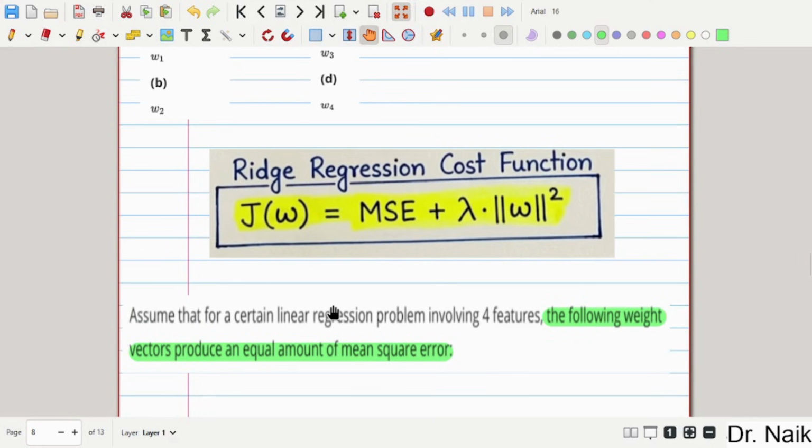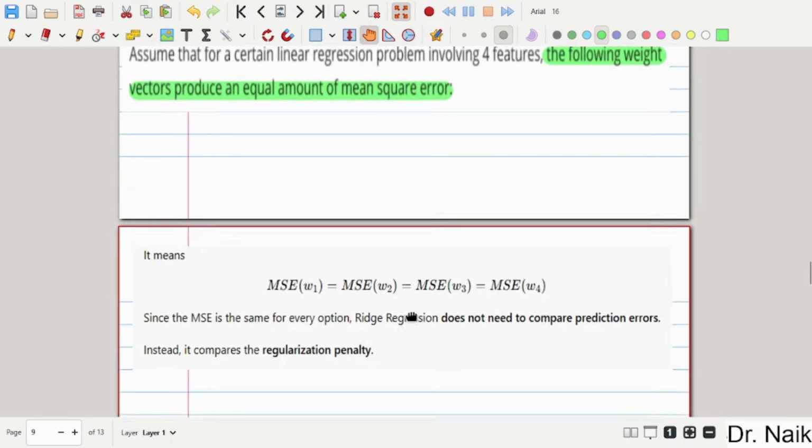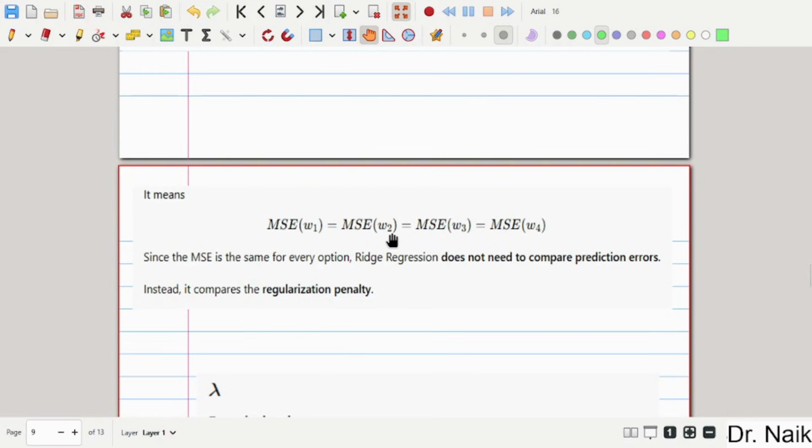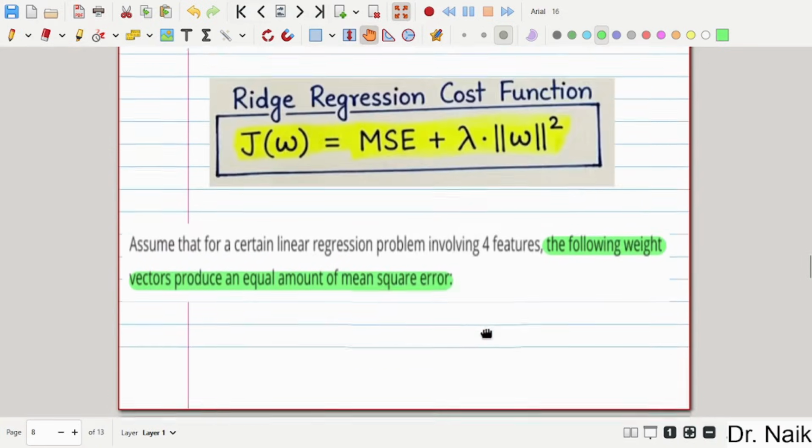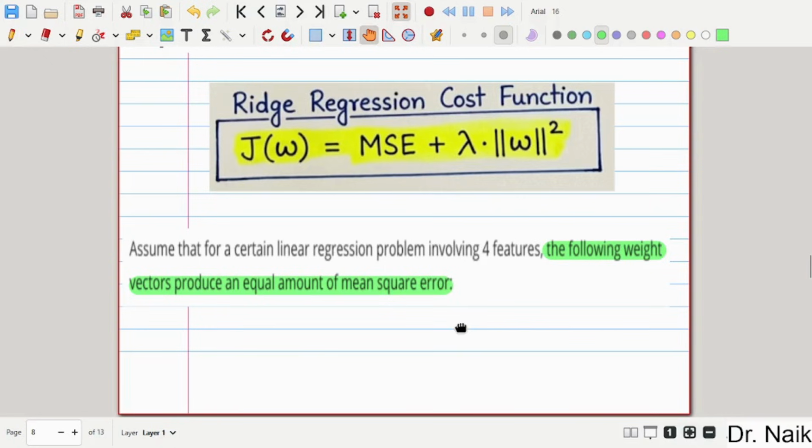We know the ridge regression formula is MSE plus lambda times norm square W. Now understand the question carefully. The question mentioned that the weight vectors produce an equal amount of mean square error, that is, all 4 weight vectors produce the same mean square error. So it means MSE of W1 is exactly equal to MSE of W2, equal to MSE of W3, and also equal to MSE of W4. Since the MSE, that is mean square error, is the same for every option, the ridge regression does not need to compare the prediction errors. Instead, it compares only the regularization penalty, that is, lambda multiplied by norm square W.